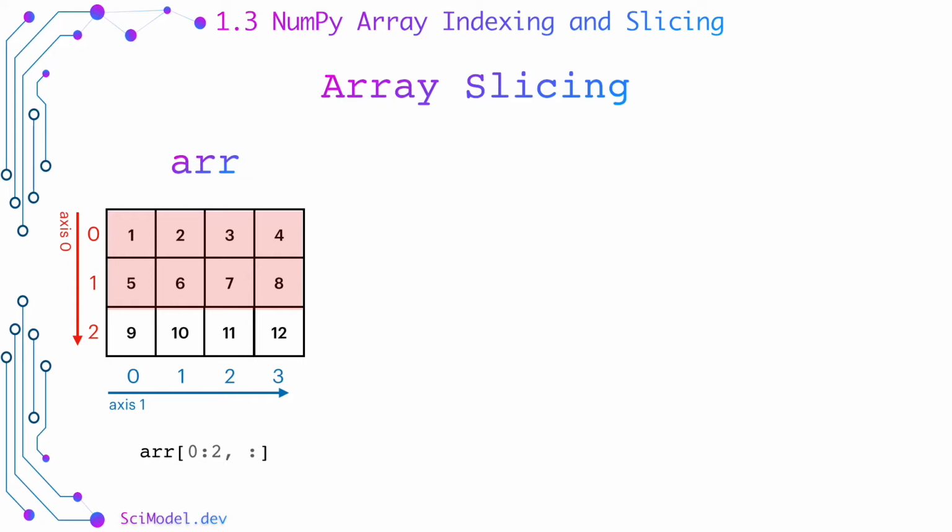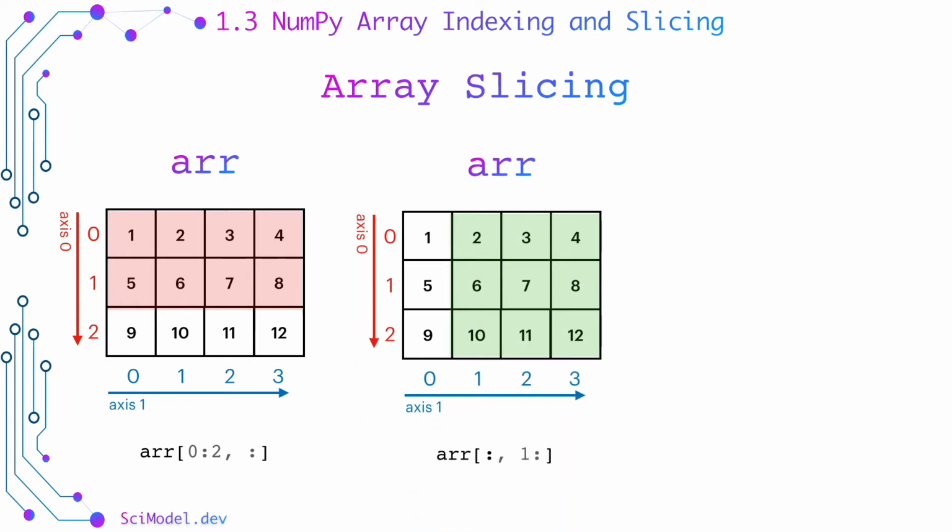In the second example, the selected values span all over the 0 axis, so only a colon is used for it. However, the selected values start from index 1 to the end of the array in axis 1. Therefore, the start index value is 1, and the end value is not specified so that array values are selected to the end of the array.